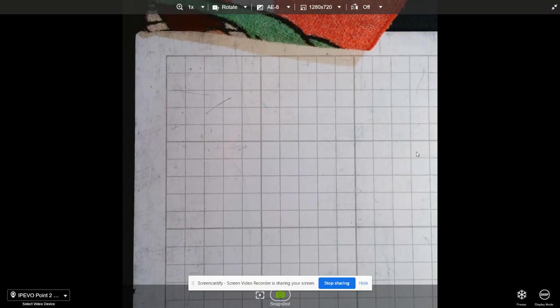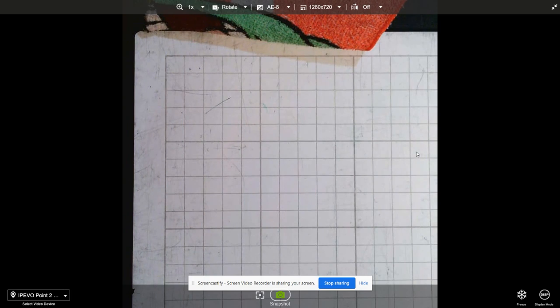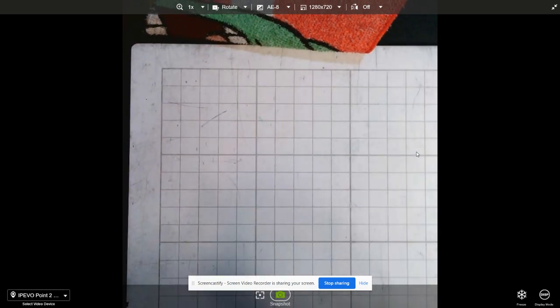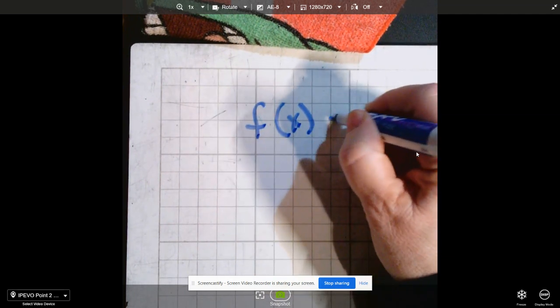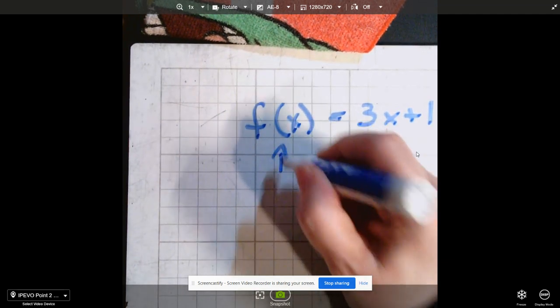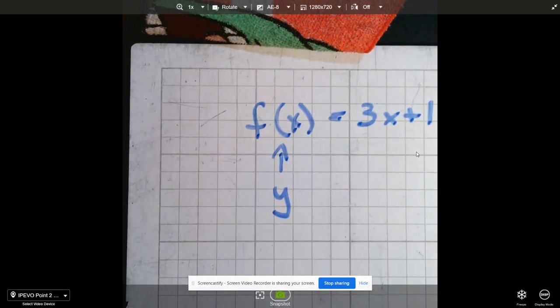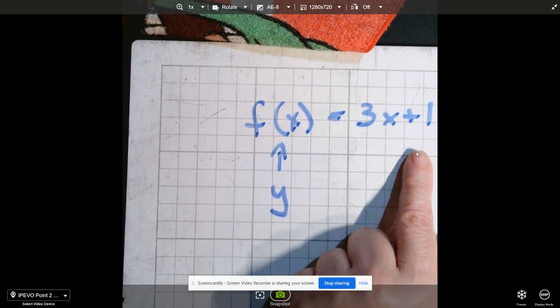All right, so day 3 talks about notation, evaluation, and composition of functions. So first of all, let's talk about notation. If I have f of x equals 3x plus 1, this f of x is really the same thing as saying y. It's just saying it in a different way. And it's basically telling you that what's following it is a function.